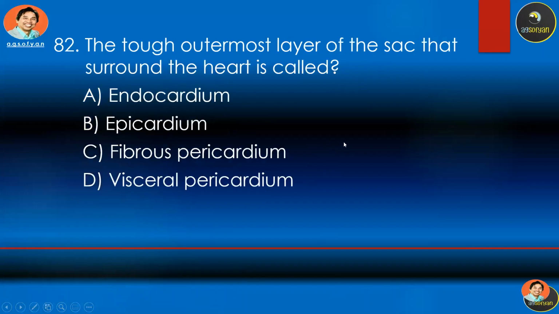The tough outermost layer of the sac that surrounds the heart is called A, B, C, or D. Okay, so the pericardium, the layer that protects the heart, has three layers. The outermost one is called the fibrous pericardium. It's made of fibrous connective tissue.